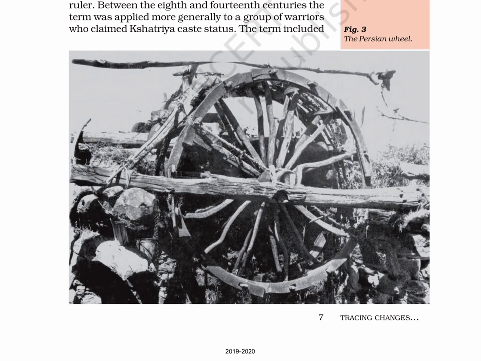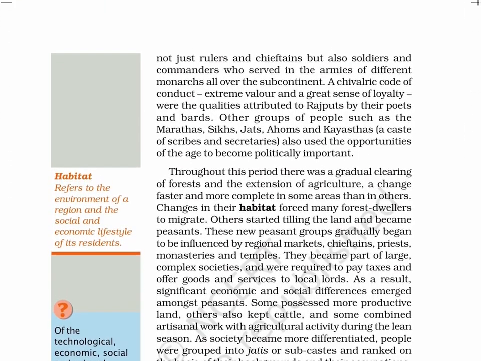Page 8. The term included not just rulers and chieftains, but also soldiers and commanders who served in the armies of different monarchs all over the subcontinent. A chivalric code of conduct, extreme valor, and a great sense of loyalty were the qualities attributed to Rajputs by their poets and bards. Other groups of people, such as the Marathas, Sikhs, Jats, Ahoms, and Kayasthas, a caste of scribes and secretaries, also used the opportunities of the age to become politically important.